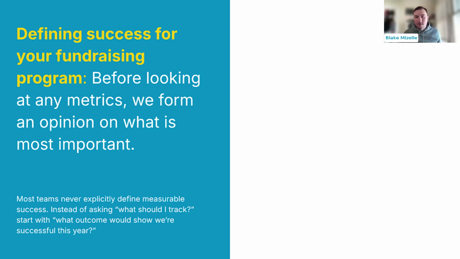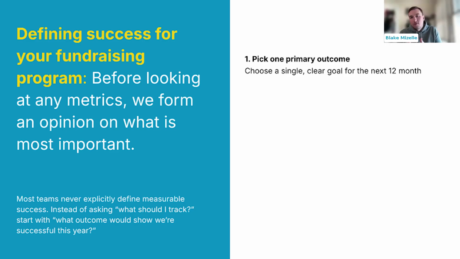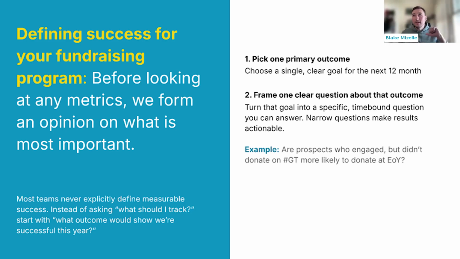So just to recap, we're going to put together a little framework here about defining success. Before we look at any metrics, keep this kernel of truth in mind: most teams don't ever explicitly define measurable success. Instead of asking, what should we track? Start with, what outcome would show you're most successful this year? That's where we're headed. So again, pick one primary outcome, a single clear goal for the next 12 months.